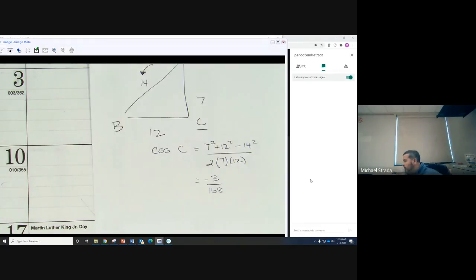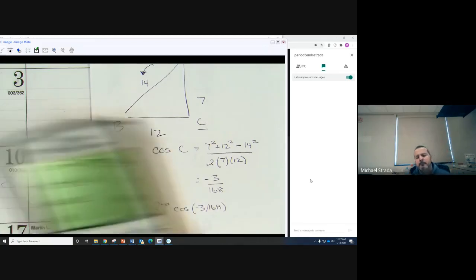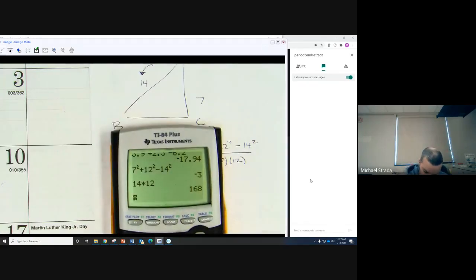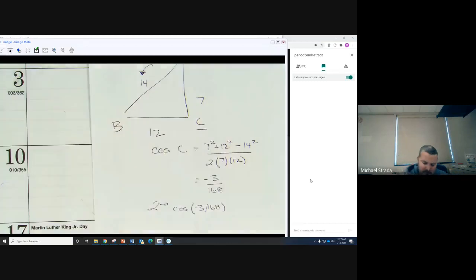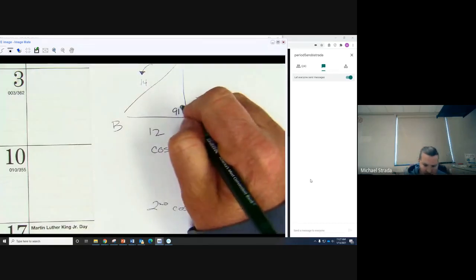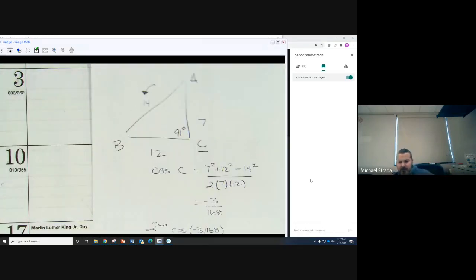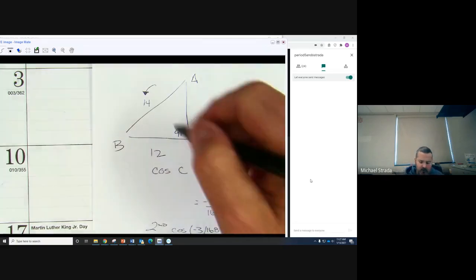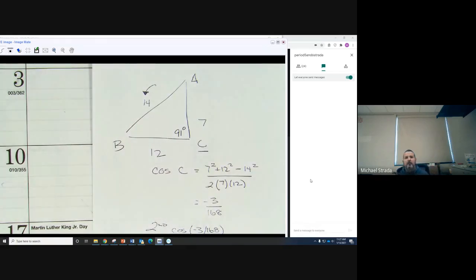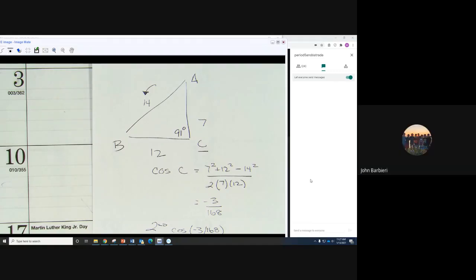All right. So basically, I go second, then go to my calculator, do second cosine, -3 divided by 168, and I get 91.02 degrees. So that's why C is 91 degrees. If they asked you to get different angles, then you would use law of sines to get the remaining angle. But because they didn't, there you go. Thank you. No worries.